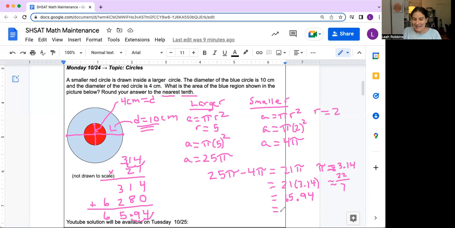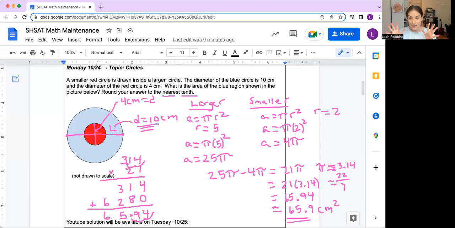Rounding that to the nearest tenth, 65 and 9/10. And this is area. So if this was not on the SHSAT, you would write it as square centimeters. On the SHSAT, they're not going to have you put units in. So 65.9 or 65 and 9/10 would be your final answer. So that would be that problem.